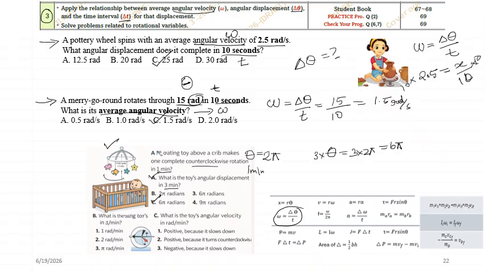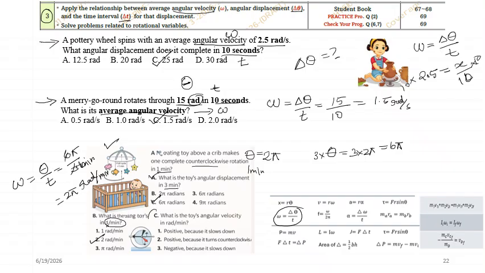Now, what is the toy's angular velocity? Okay, angular velocity they asked you to calculate in rad per minute. So we know angular velocity will be calculated as theta divided by t. Theta will be equal to 6 pi, and how much time will it be taking? It's 3 minutes. Okay, so you can just cancel. Finally, you will get 2 pi rad per minute. This will be the correct answer.